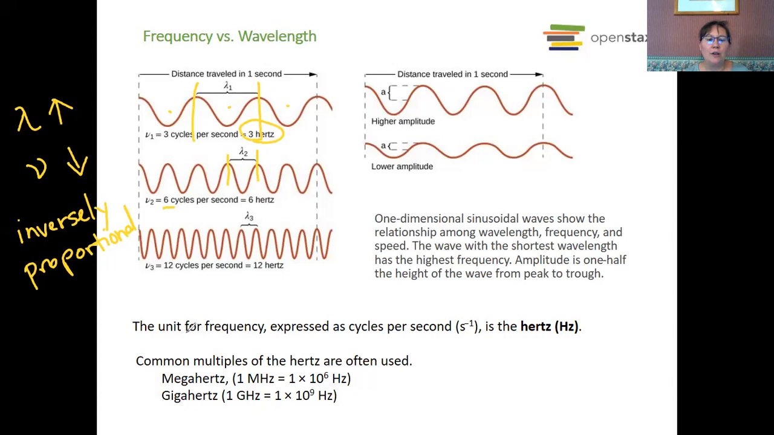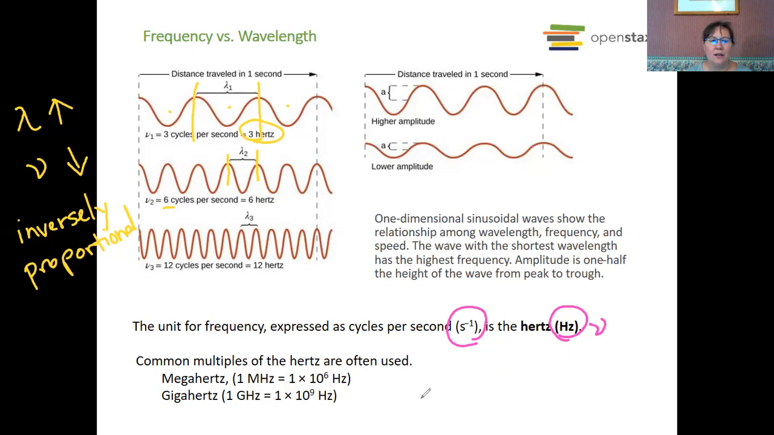Okay, so the unit of frequency, and remember frequency is nu, is seconds to the -1, inverse seconds. And these seconds -1 can also be called hertz. Some common multiples of hertz that are often used, if you need to do some conversions: 1 megahertz is 1 × 10⁶ hertz, and 1 gigahertz is 1 × 10⁹ hertz.